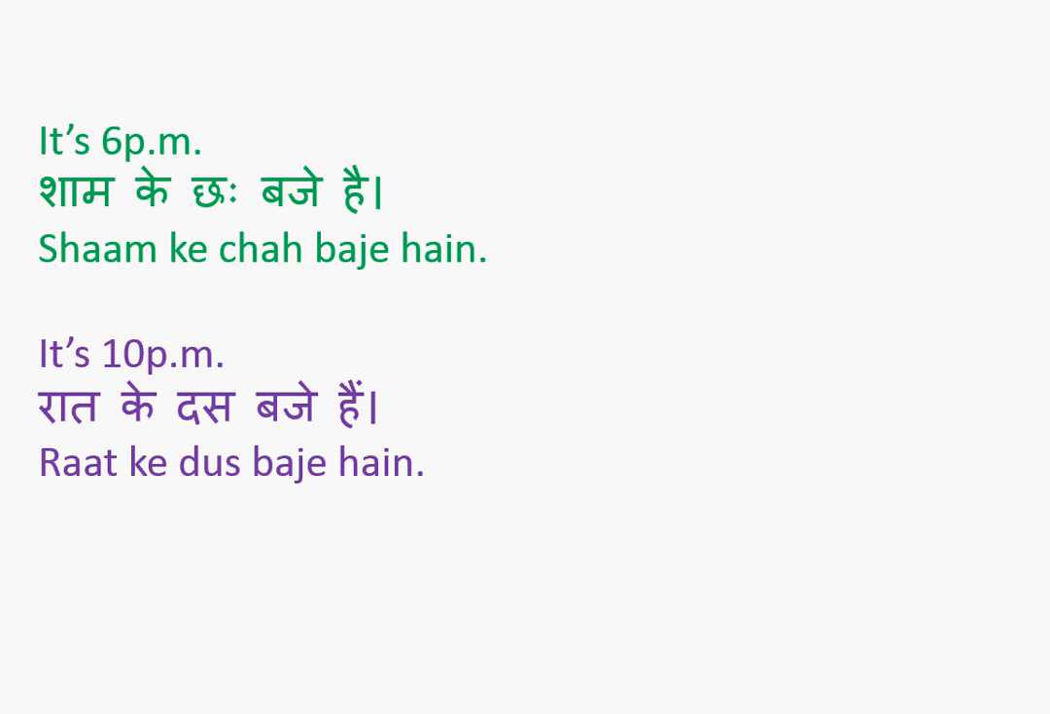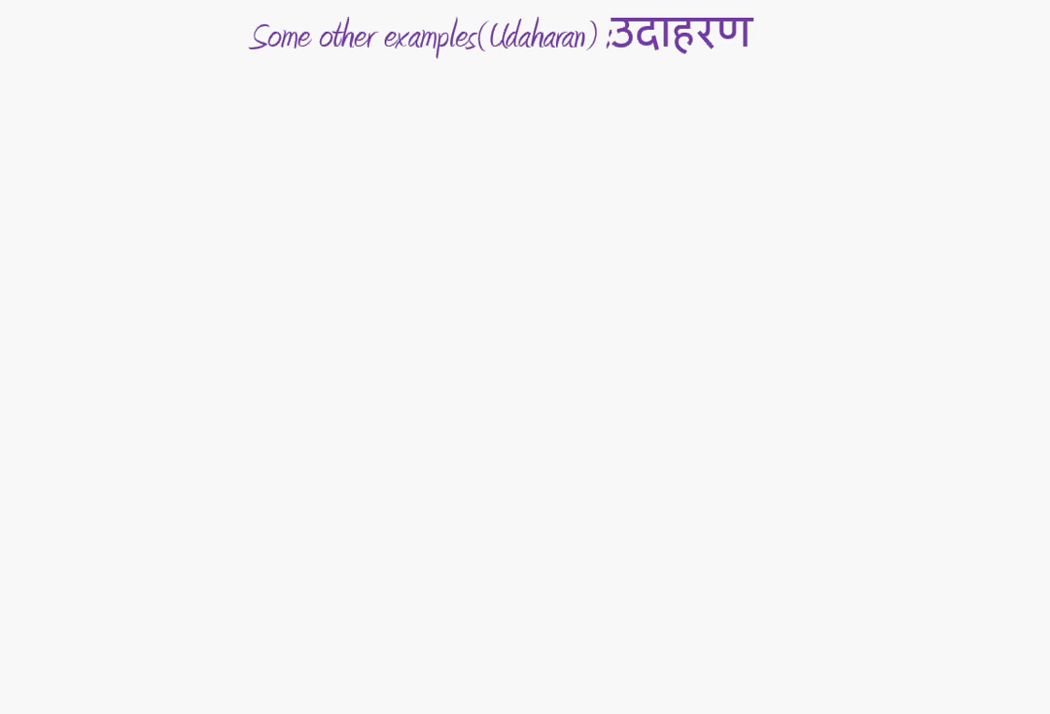Okay? Now, these are the o'clock styles, isn't it? 2 o'clock, 2 बजे. 3 o'clock, 3 बजे. 4 o'clock, 4 बजे. But what if it is beyond that? As in, if you have to talk about 4:25 or 5:43, something like that. How do we go about it? Let's tackle them in the following examples.